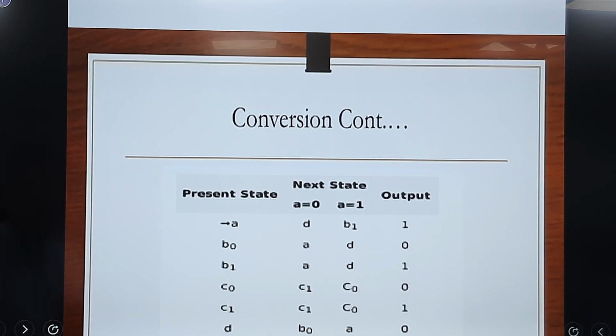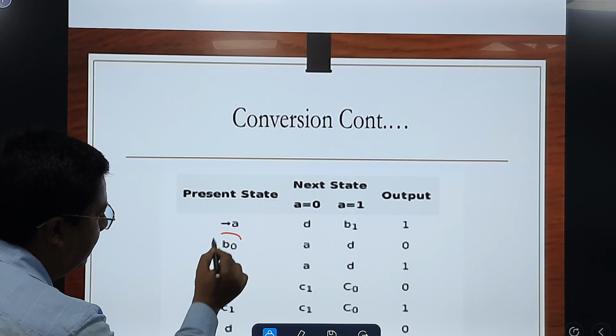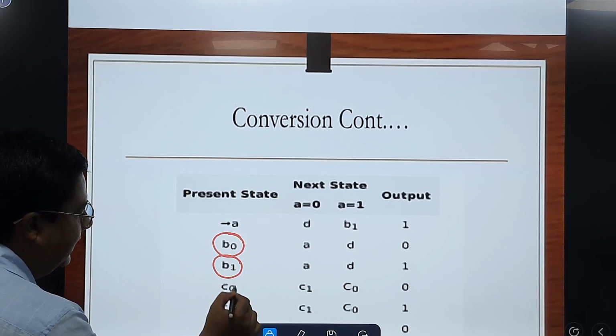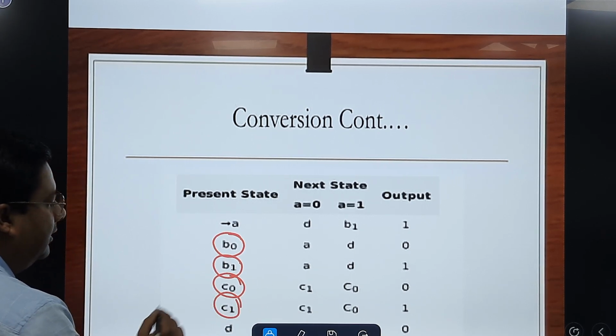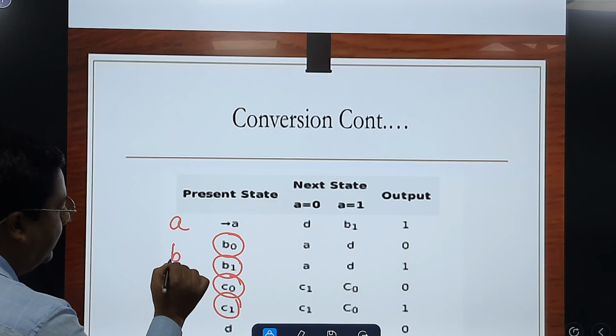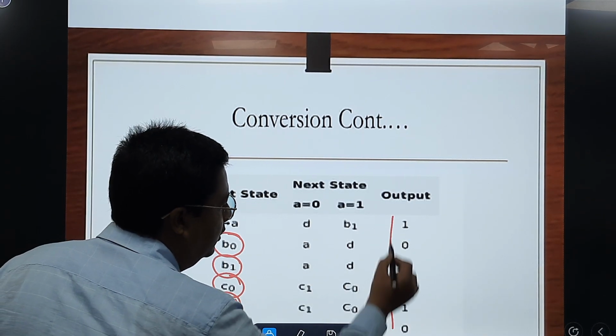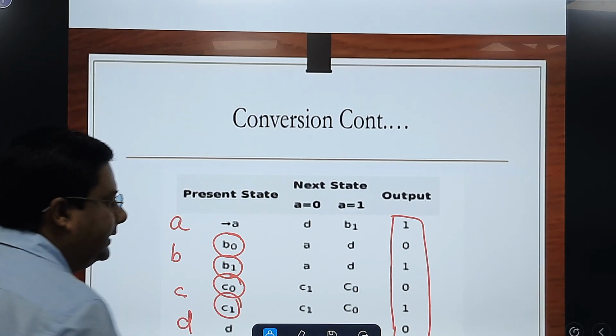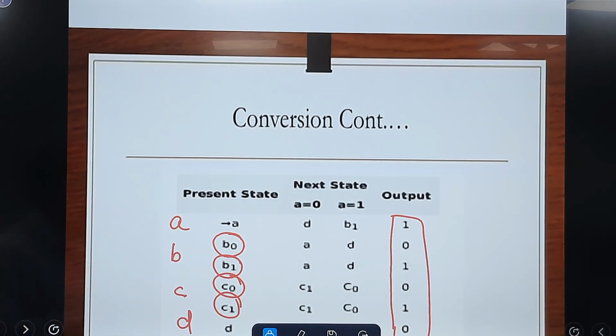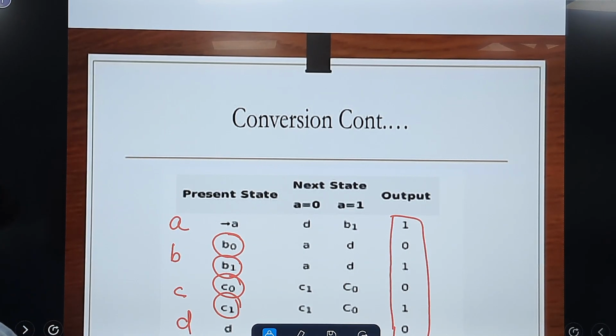Basically this is the next state we have added. This is the state added. Rather than this, we are writing B, C, D, and this is the single output we have added. This is basically the machine we want to convert from this side.